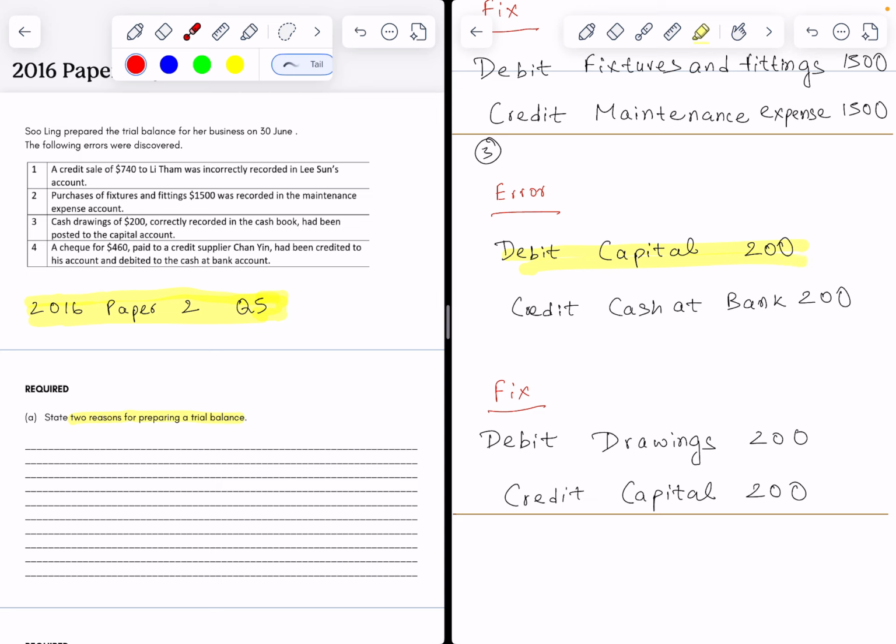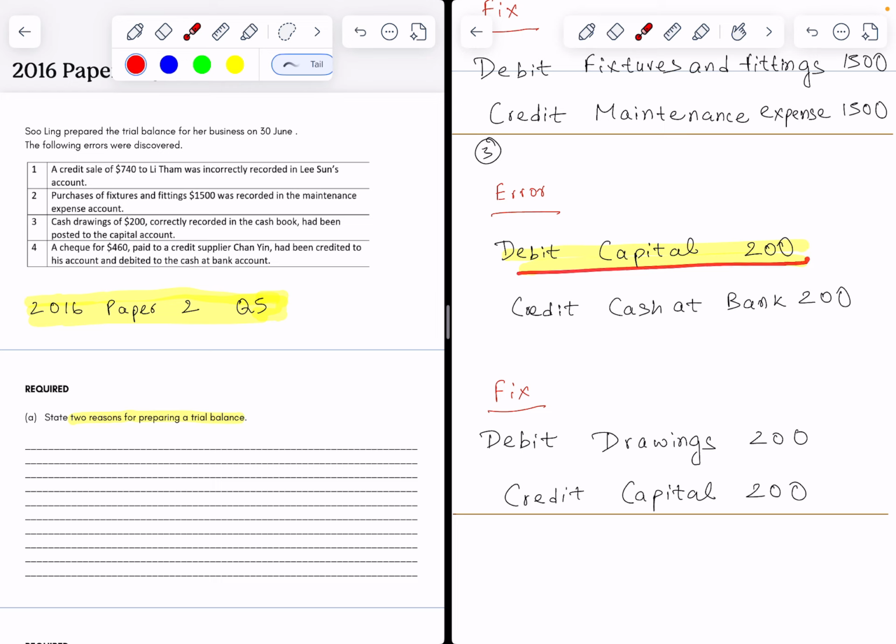When you're withdrawing money from the business, it's true that your capital goes down in value, right? But to record that withdrawal, there is a separate account which is known as the drawings account. The drawings account is a separate account which tracks all the withdrawals that you as the owner are going to make from your business. So instead of recording it in the capital account, what we have to do is record it in the drawings account. The error that was made was that we debited the capital account. So now we have to fix this.